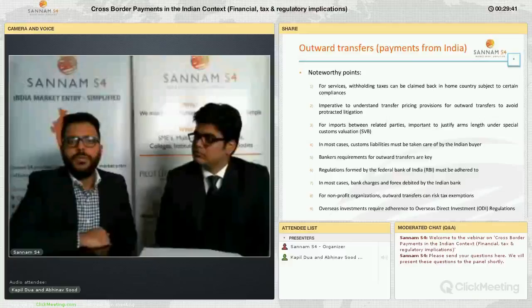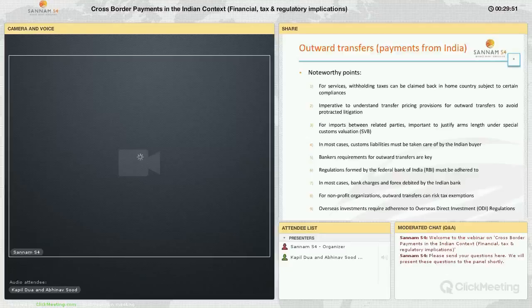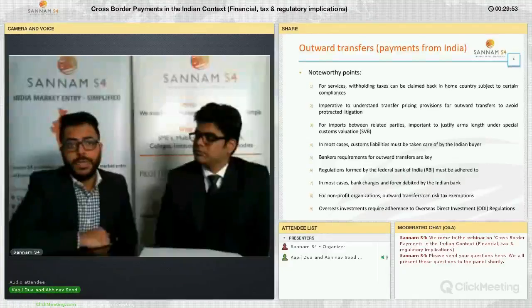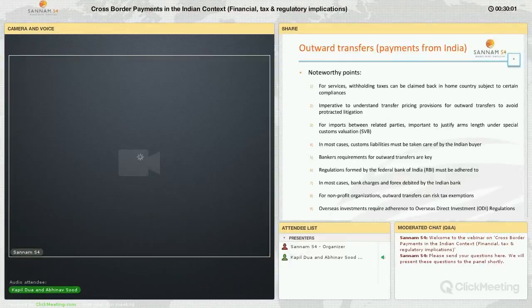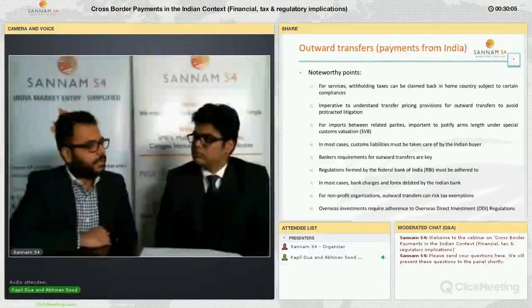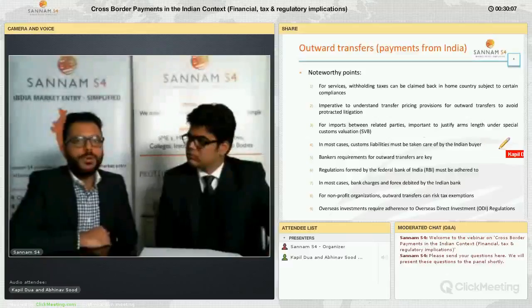When you start making those kinds of payments, for example, a payment to an Indian vendor, first of all, you do need to withhold taxes. You do need to understand the service tax and VAT obligations. If taxes are not being deducted by the foreign party, then the Indian tax officer will not allow this expenditure as tax deductible.